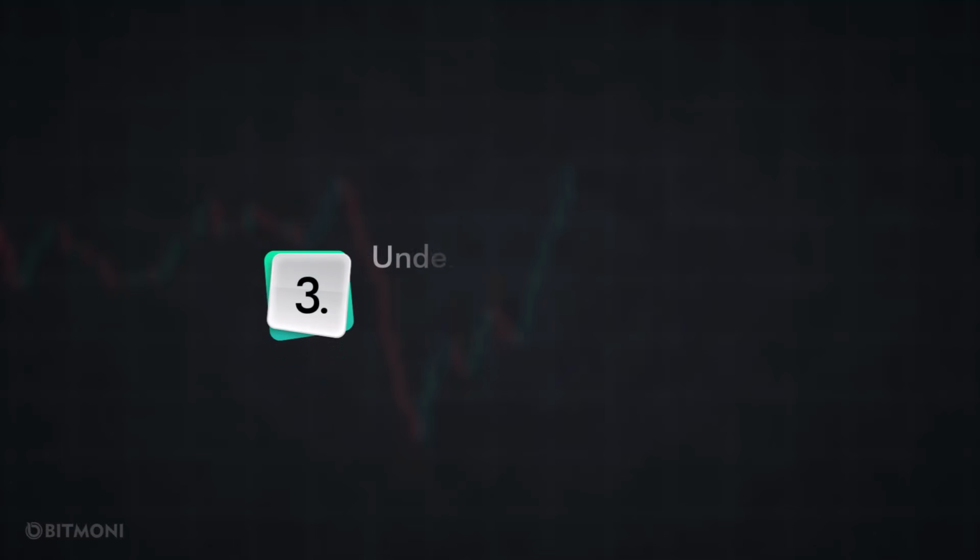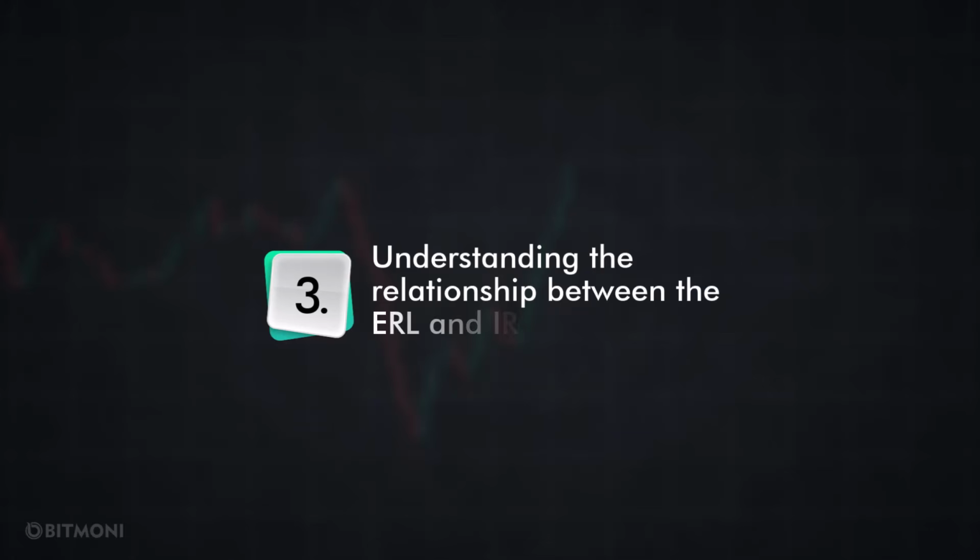Step number 3 is understanding how external range liquidity relates to internal range liquidity. In this example, the market is in an uptrend, confirmed by a bullish break of structure as price moved beyond the previous swing high. Now, with this new bullish swing established, we can identify the current external range liquidity levels. Since the structure here is bullish, we can anticipate price aiming for the upper buy-side liquidity level.